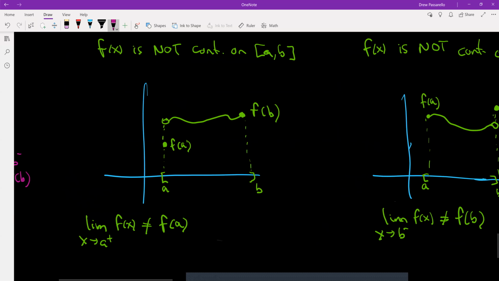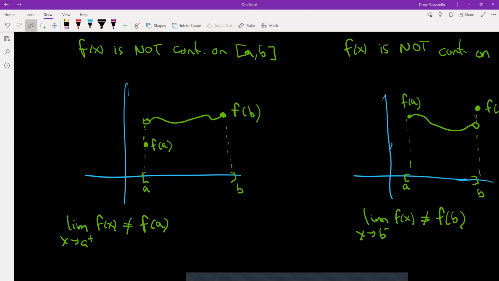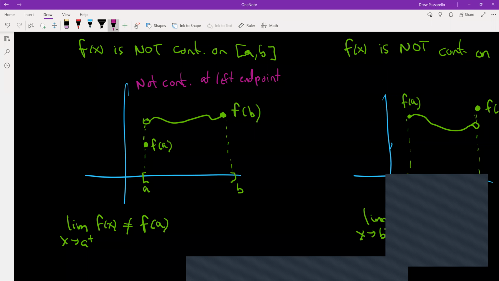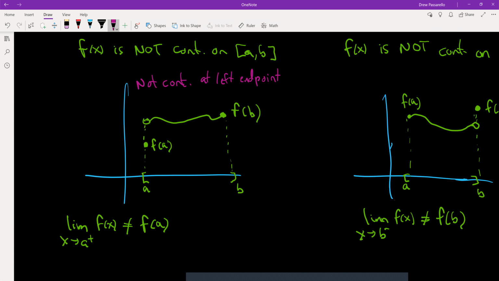So for not continuous, these are two pictures where it's not continuous. This is one where it's not continuous at the left endpoint a. It's not continuous at the left endpoint, so that's because as the x values are approaching a from the left side, the y values are approaching this hole. And since there's a hole, the value where f of a is this closed dot. They're not approaching that closed dot, so the limit doesn't equal f of a.